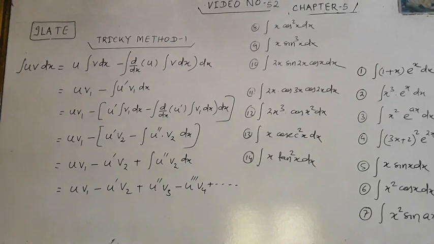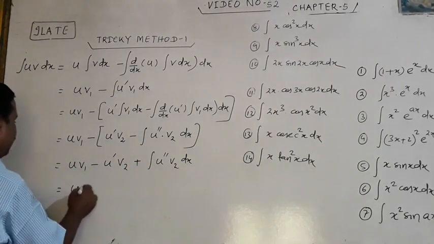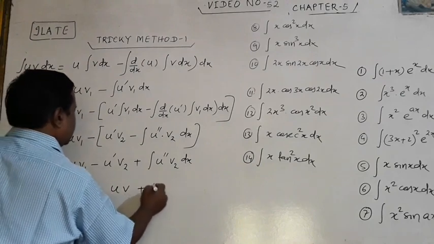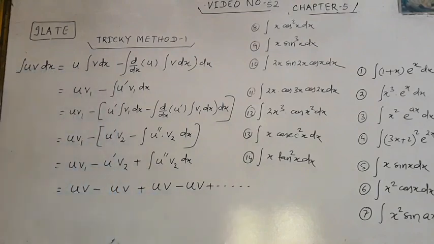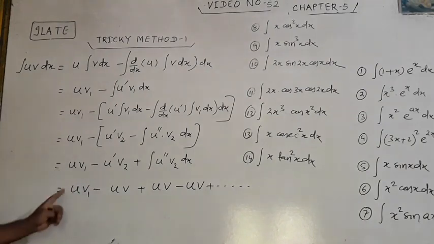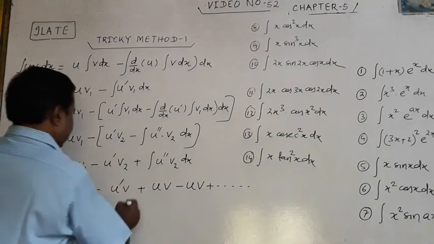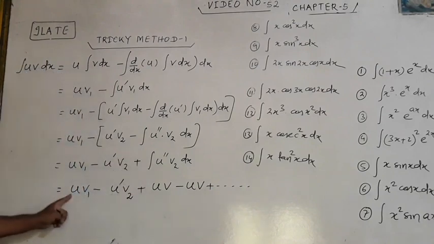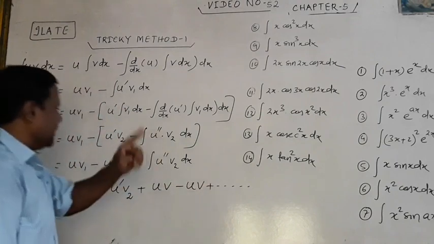I am going to give you a very tremendous formula to remember this. What is that? I will tell you. It is uv1 minus u'v2 plus u''v3 minus u'''v4 plus dot dot dot. First, what is it? First, integration of second. So first keep as it is, integration of second, then derivative of first. Integration of second means u v1. Now take the derivative of u and integrate the v.